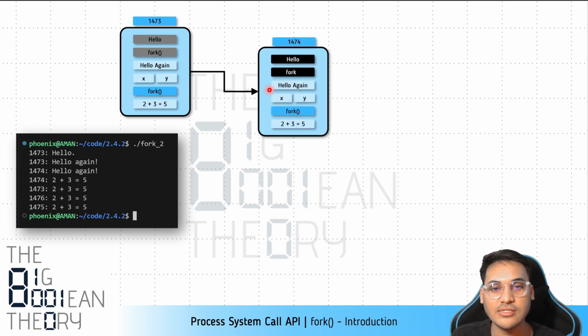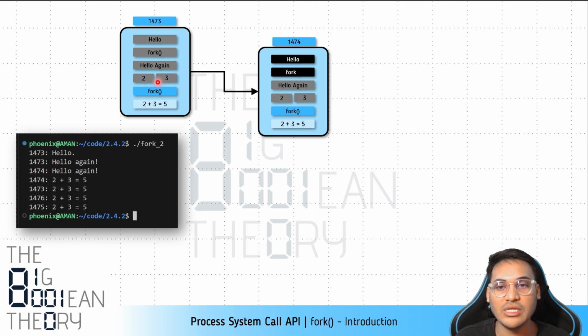This is how the child process looks. It has a process ID of 1474, and as you can see, when the fork returns, the execution will resume from the statement hello again in 1473. And in 1474, the execution will begin from hello again. These two statements that I have shown in black color will not be executed in process 1474, right? So now these hello again statements will be executed, and that is why we have this output: these two lines that you see with 1473 and 1474, we have two hello again statements printed.